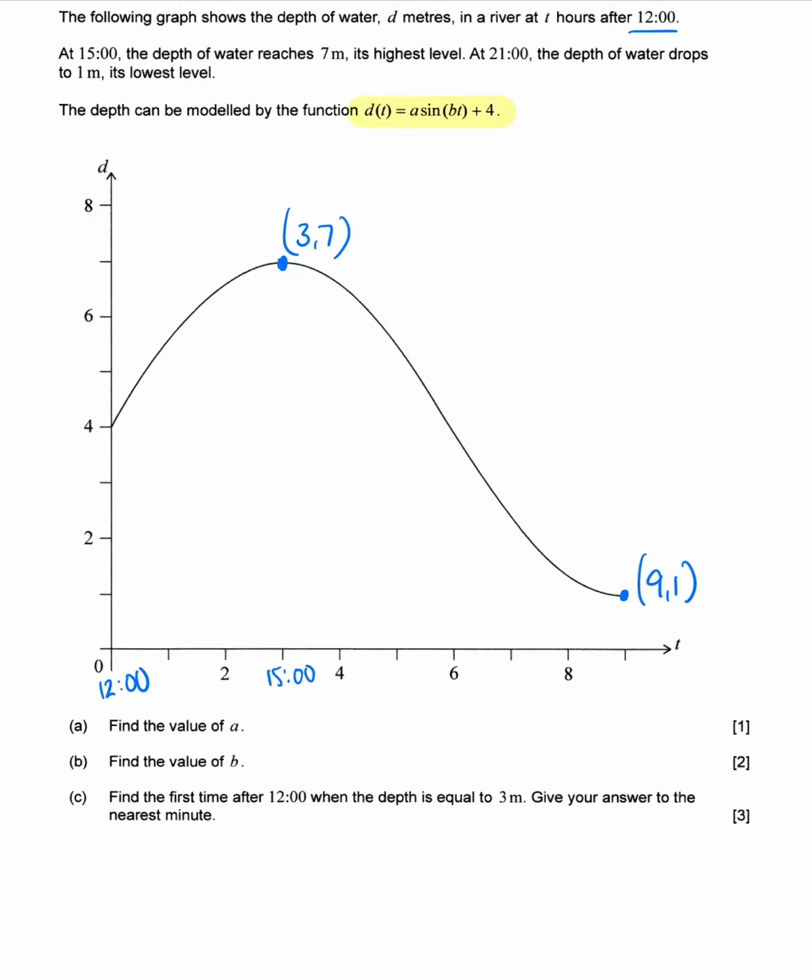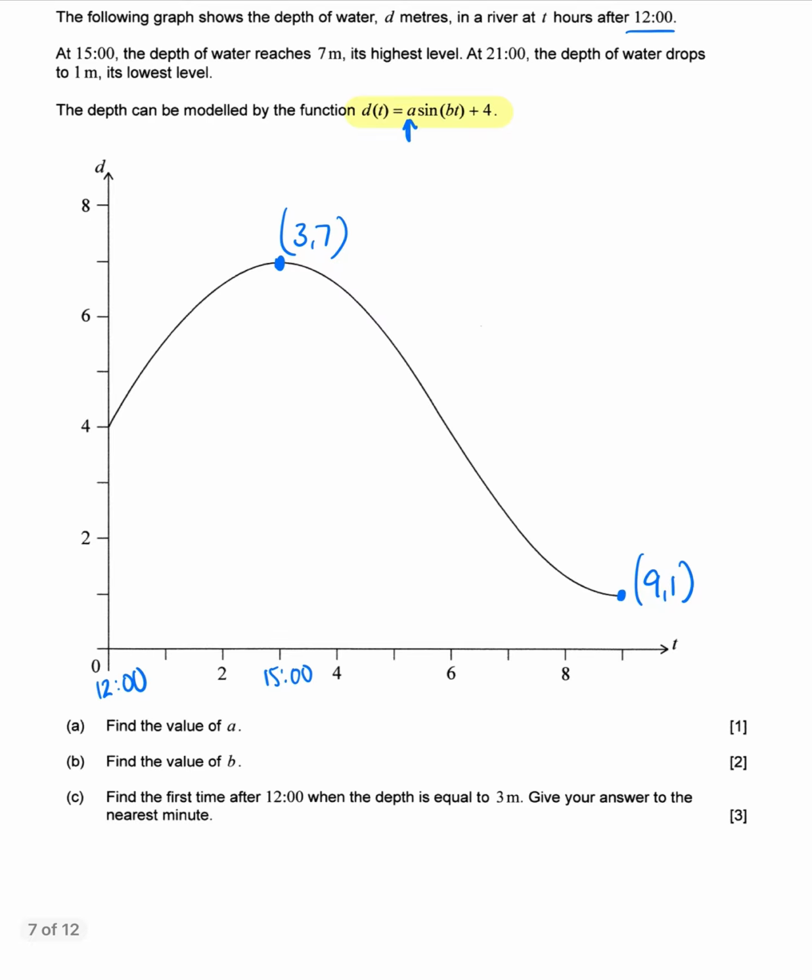Now we're told to find the value of A in our equation. So A here is the amplitude. And we're already told that 4 is the principal axis. So let's mark on our graph the 4, which is the principal axis. So this is y equals 4. And we can now use that to help us to find the amplitude.